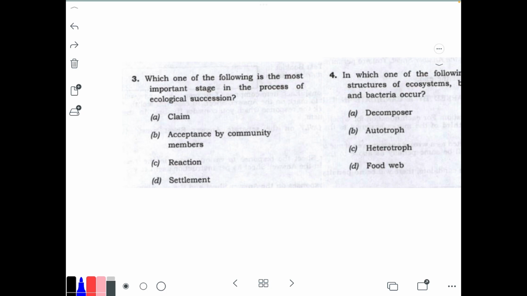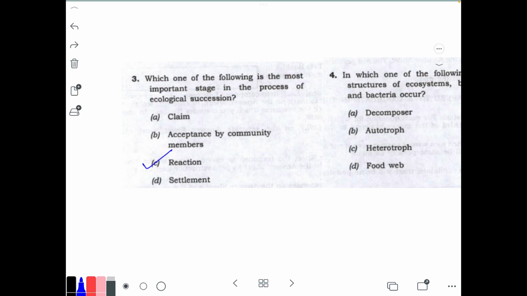The third step is the competition or coaction, and the fourth step is the reaction, that is the environment molds itself under the organism's influence. And the fifth step is stabilization or climax, that is the terminal stage of ecological succession. So among all these 5 stages, the most important stage is reaction.